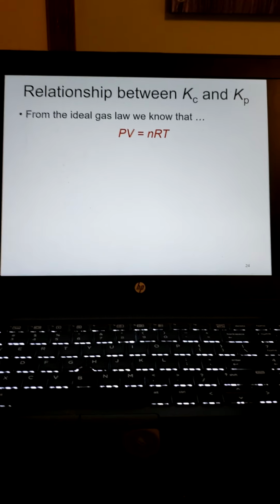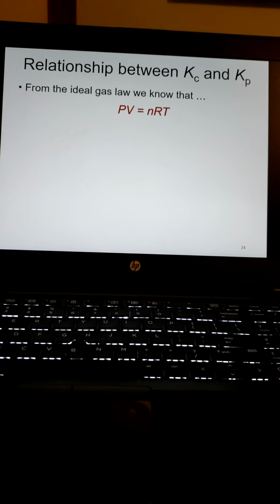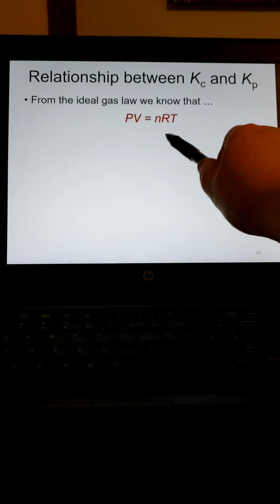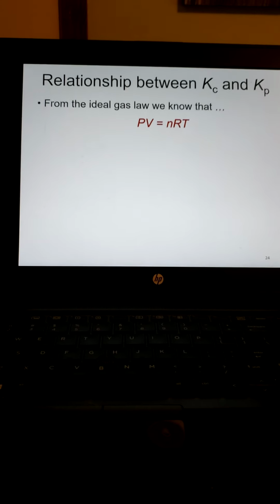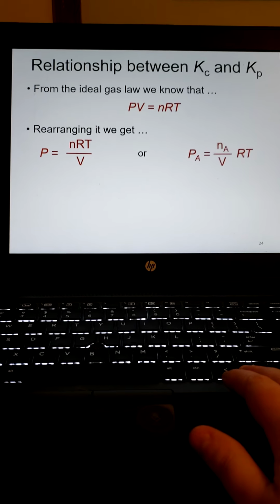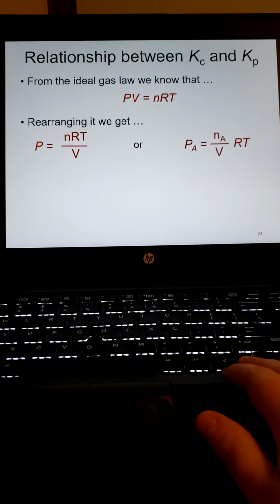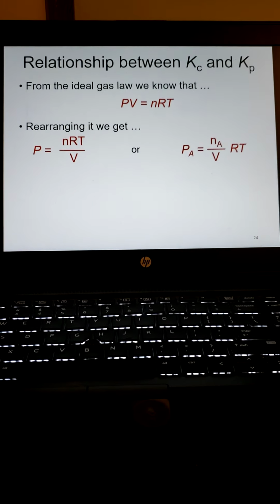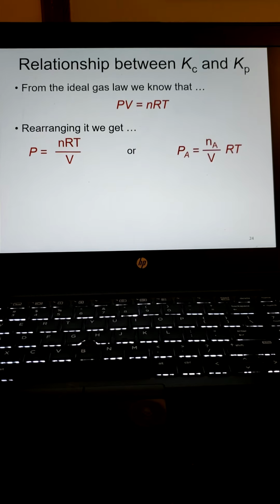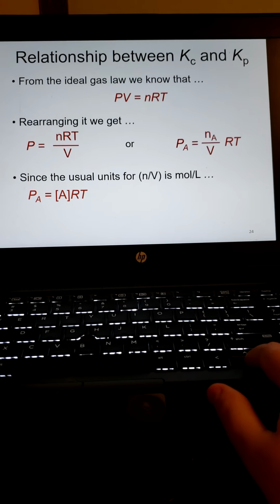So think about what concentration is. Concentration is moles of a solute divided by liters of a solution, right? Well, you got n right here, and you got liters right there. So why not rearrange this to get n over V, right? And what we've done here is we've solved it for P and concentration at the same time. So the partial pressure with respect to A is equal to the concentration of A times RT. And this is what leads us to the equation that relates the two to one another.